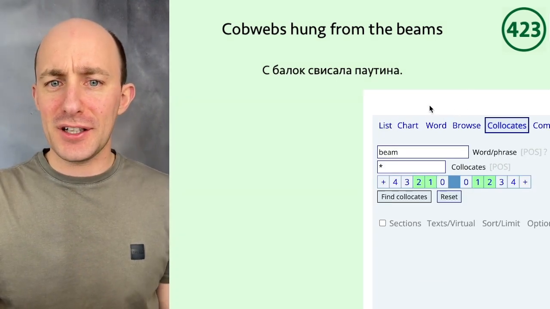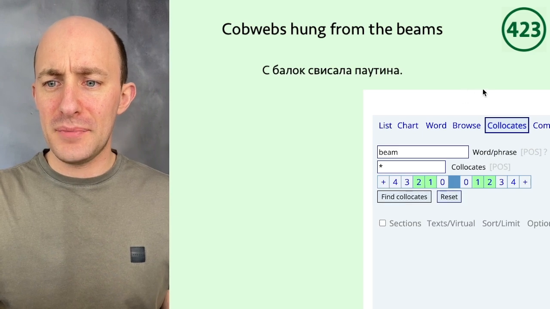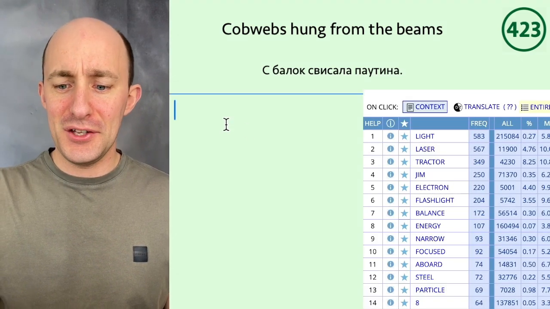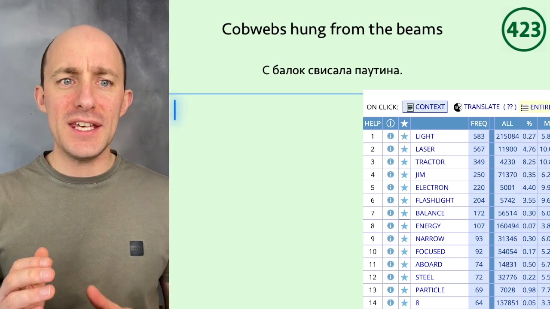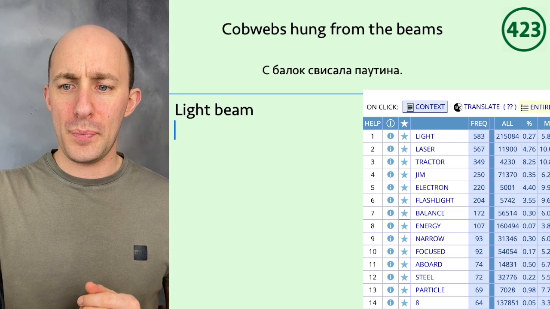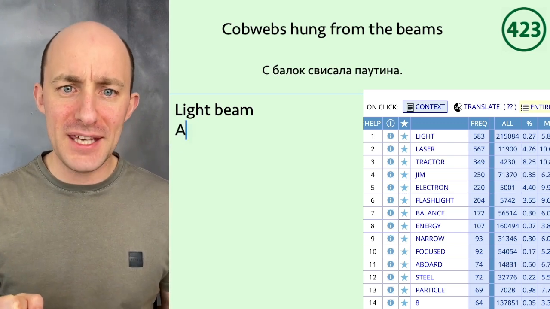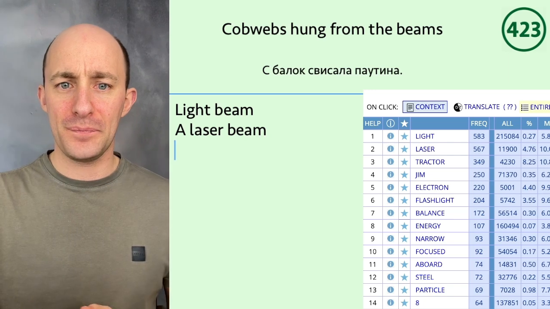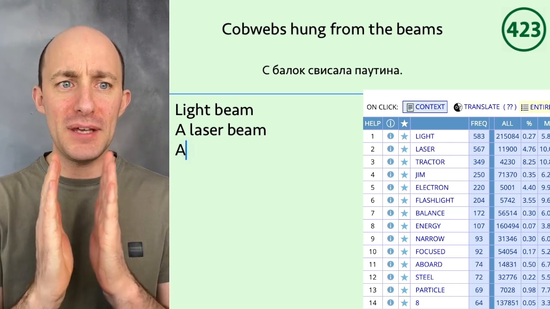Okay, let's have a look at some other kinds of beams. What do we get? You can have a light beam. It's long, straight. A laser beam. Same idea. It's straight. A flashlight beam.